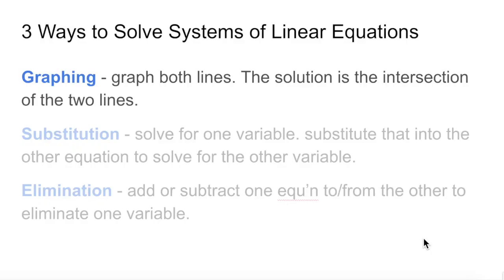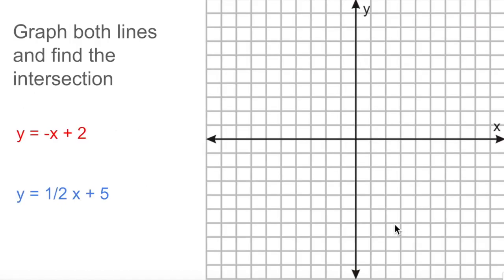Now, the first method we'll look at for solving systems of linear equations is graphing. The process here is we're going to graph both lines by plotting 2 points and then drawing a line through those points. Then we're going to find the intersection of those two lines, and that will be the solution to the system of equations. So let's take a look at a problem. Here are two lines. We're going to graph both lines and then find the intersection.